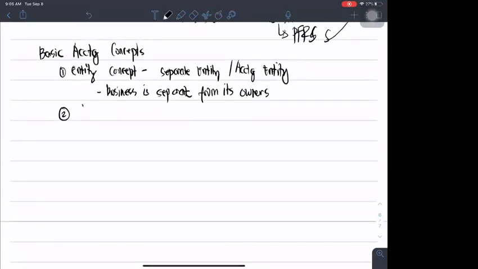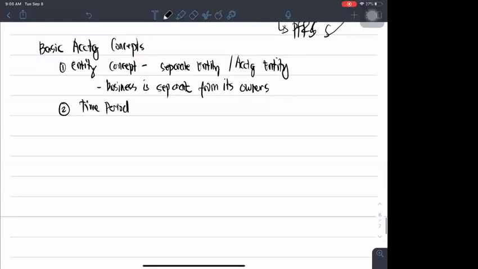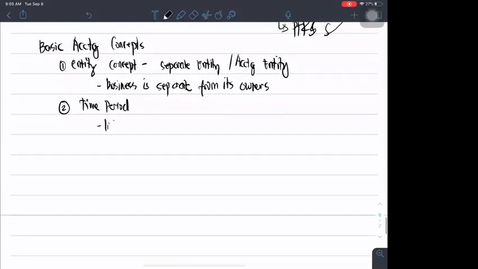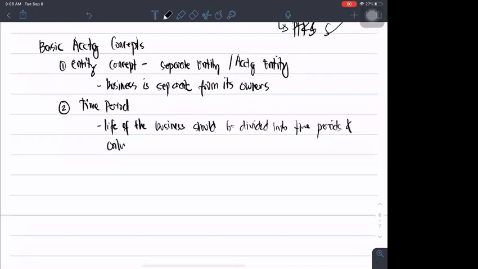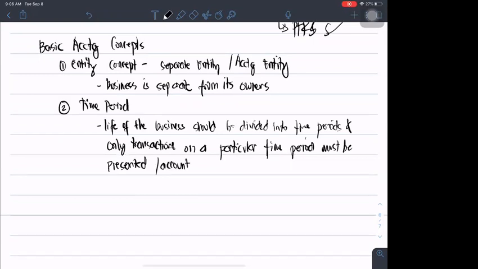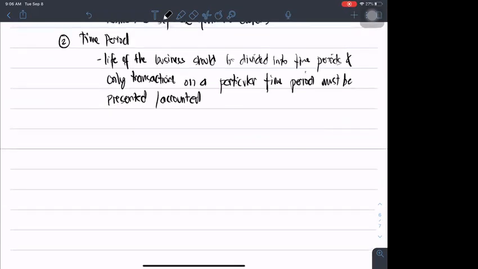Next accounting concept is the concept of time period. This concept requires that the life of the business should be divided into time periods, and only transactions on a particular time period must be presented or accounted.